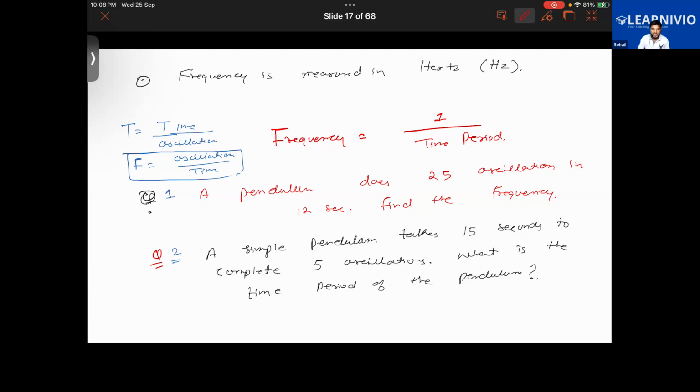I'm afraid that there might be something wrong in this. It will not be 0.333. So redo the second one. Take the help of the formula. It's mentioned here. Time period is calculated by dividing the total time taken upon the number of oscillations that is done by the simple pendulum.